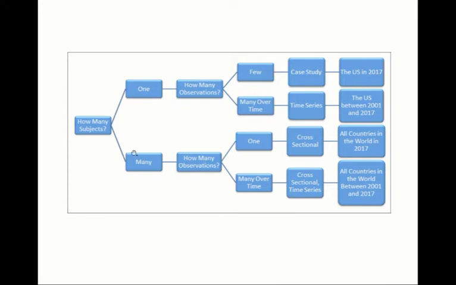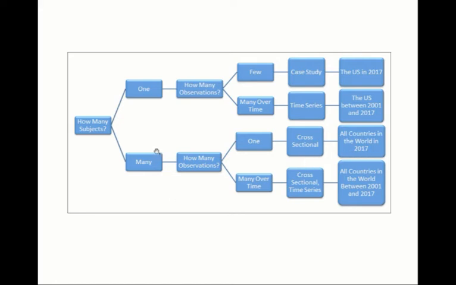If your variable applies to many subjects and you only have one observation per subject, then you have a cross-sectional variable. An example of this would be studying democracies in all countries throughout the world in 2017. There would be multiple subjects, all countries in the world, with one observation each in 2017.